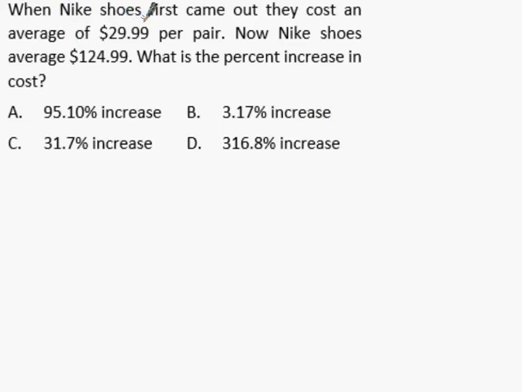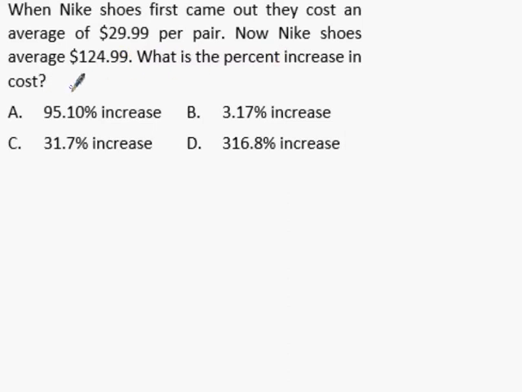When Nike shoes first came out, and believe it or not, I remember when they first came out, they cost an average of $29.99 per pair. Now Nike shoes average $124.99 a pair. What's the percent increase in cost?